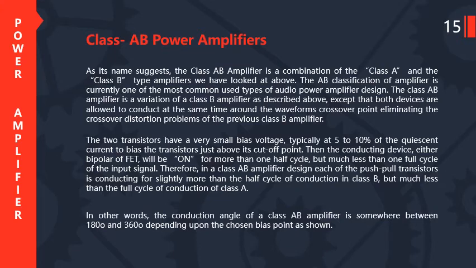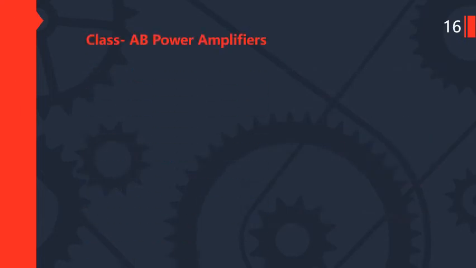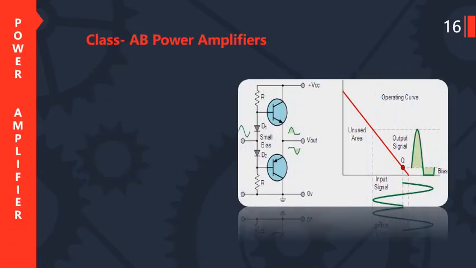In other words, the conduction angle of a class AB amplifier is somewhere between 180 degrees and 360 degrees, depending upon the chosen bias point as shown. So this is the diagram of class AB power amplifier, or we can say that this is the combination of class A and class B amplifier.